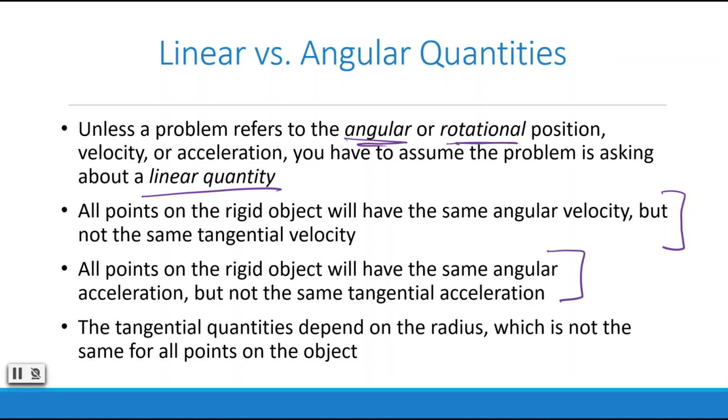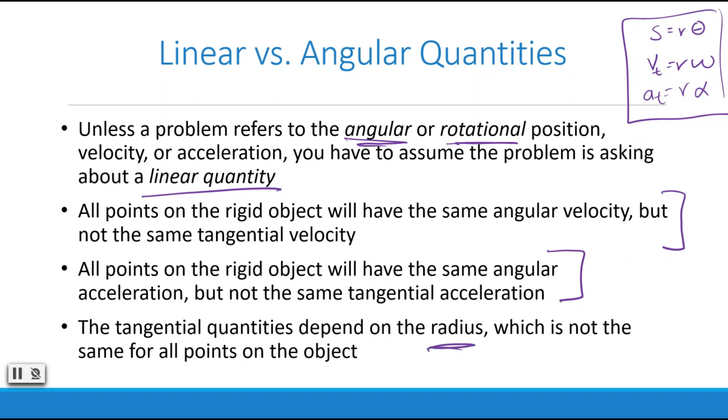We assume that they all have the exact same angular acceleration, but the further away your radius is, the larger the tangential acceleration is going to be, because we know that s is equal to r times theta. We know that our tangential speed is r times omega, and our tangential acceleration is r times alpha. So you notice those have a nice pattern there between our linear and our angular values. So the tangential quantities depend on radius. The angular velocities, accelerations, and so forth do not.